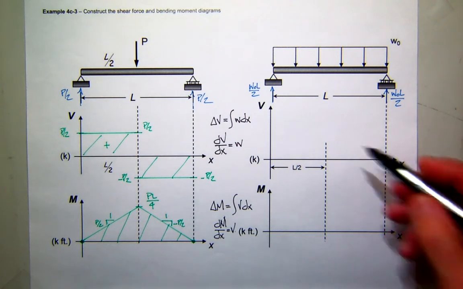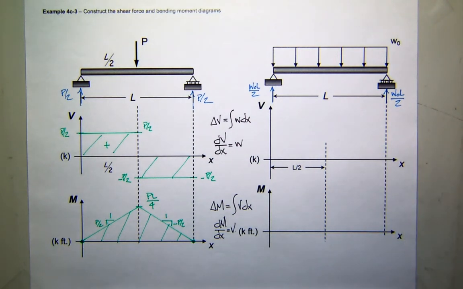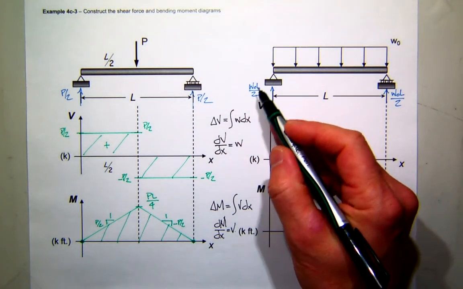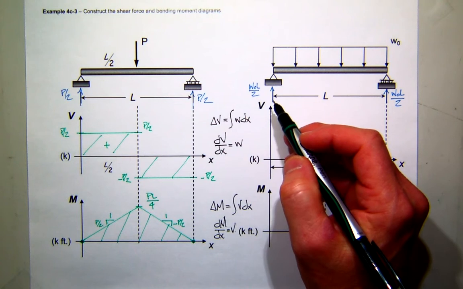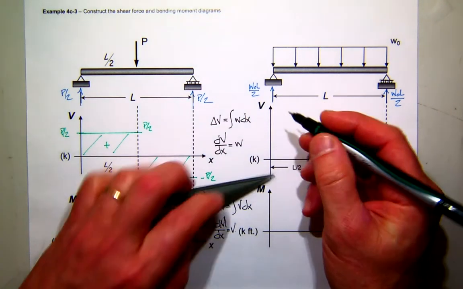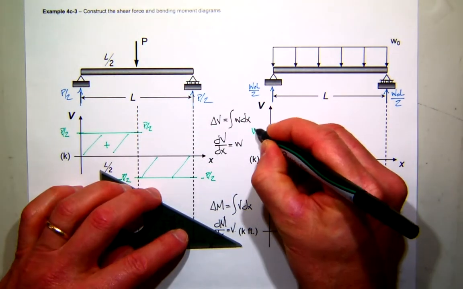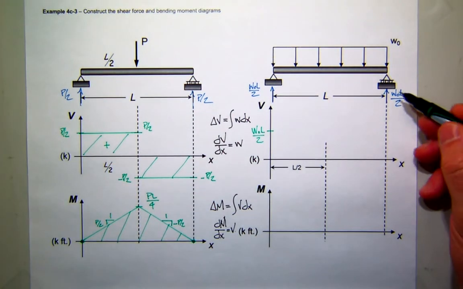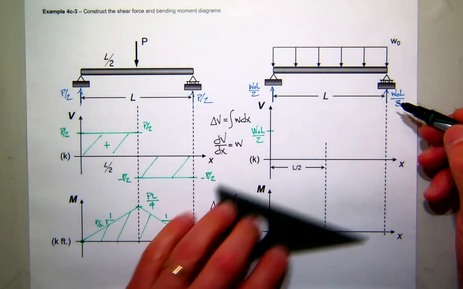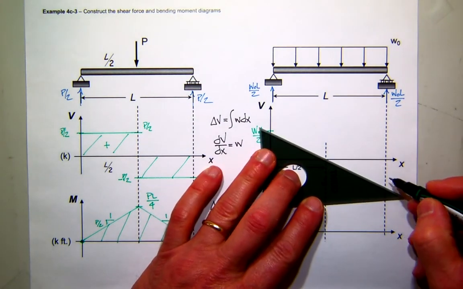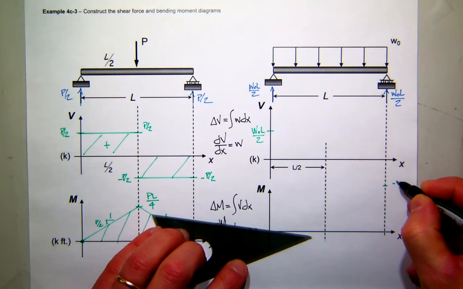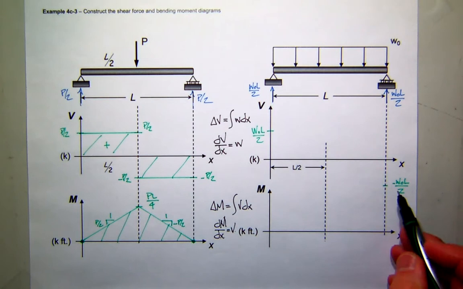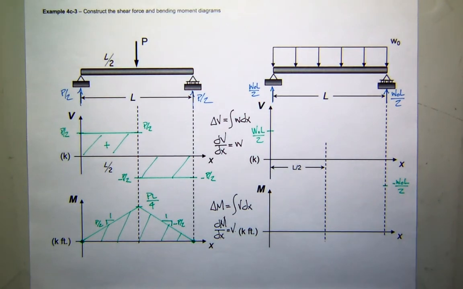So starting with the shear diagram, do we know the shear at the left side? Yeah, we go up here. What kind of shear force is this for this kind of reaction? That's positive, right? So I'm going to start at a positive value of W naught L over 2. Now on the right-hand side, what kind of shear is this? Negative. So W naught L over 2 negative. So I know where I'm starting, I know where I'm ending. Hopefully we can match those points up.